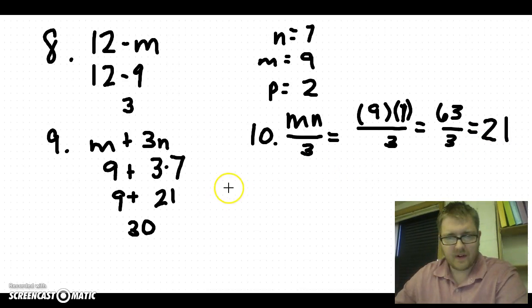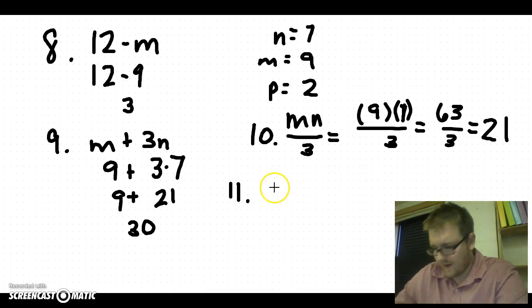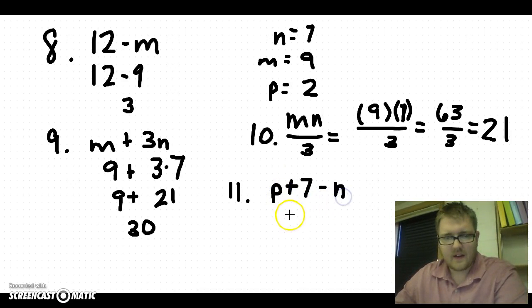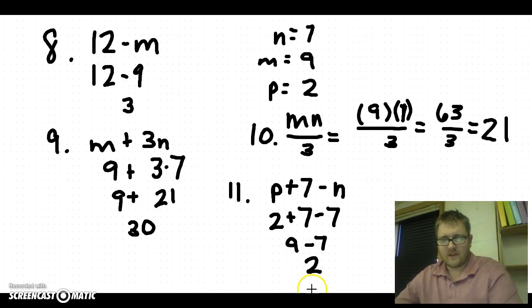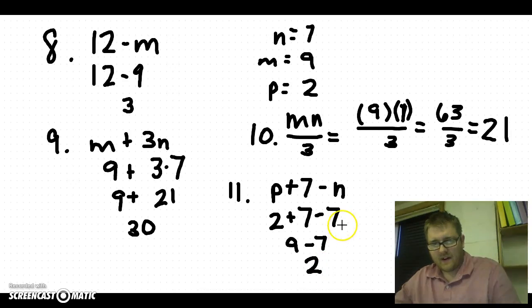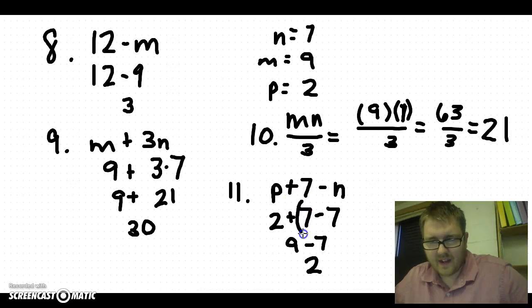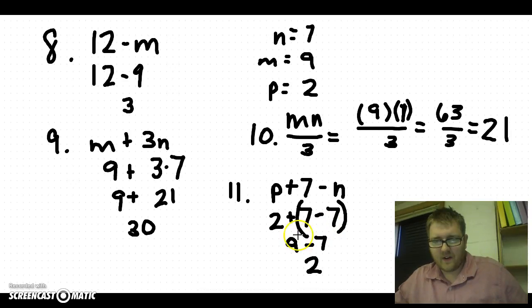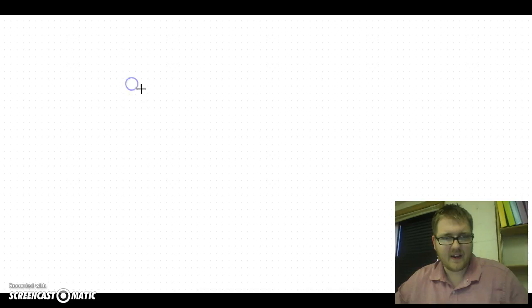So now, number 11, we've got p plus 7 minus n. So that means we have 2 plus 7 minus 7. Let's add first. We get 9 minus 7, and then that's going to give me 2. Remember, our commutative property, or actually more like our associative property, says we can associate these two first. We'd get 0 if we add 2. Notice we still get the same answer too, so keep that in mind.